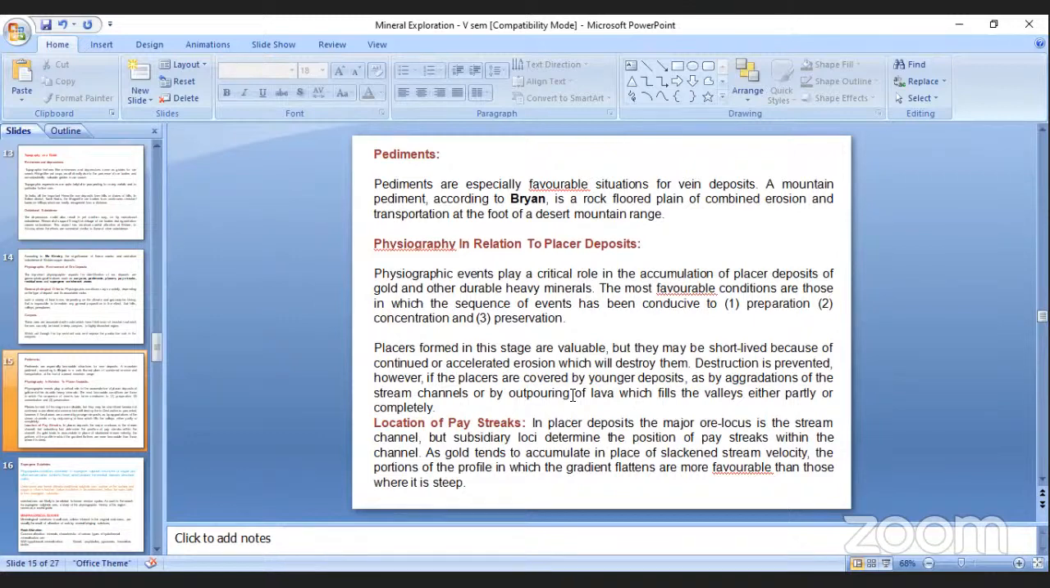Now, physiography in relation to placer deposits. Physiography is also very important for placer deposits, which are transported from one place to another place.